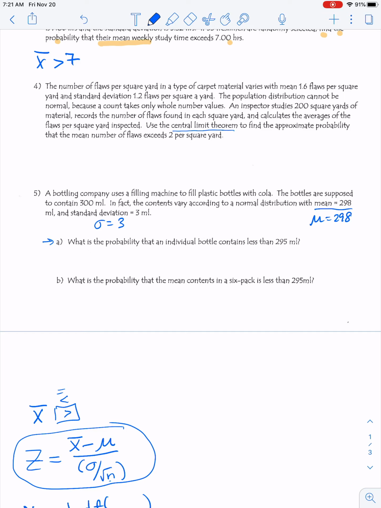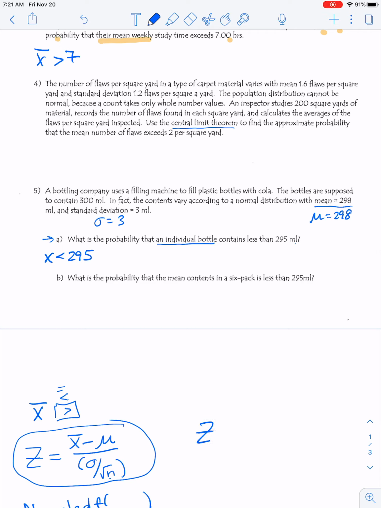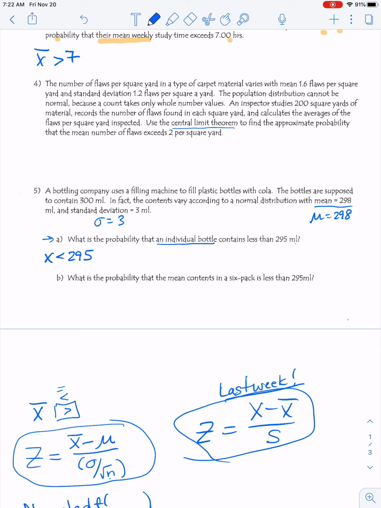In A, what is the probability that an individual bottle contains less than 295? It does not say the mean. So that means we'll start out with just plain old x less than 295. Then we use, I'm writing down here at the bottom, I'm sorry, I'm trying to go too quick, x minus x bar over s. This is the one from last week. So that's what you're going to use up here on 5A.